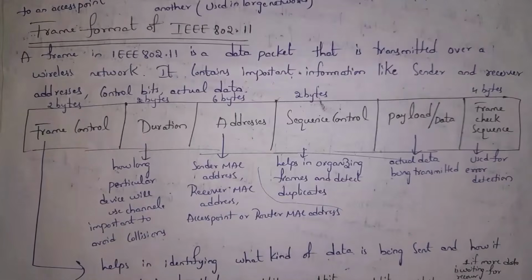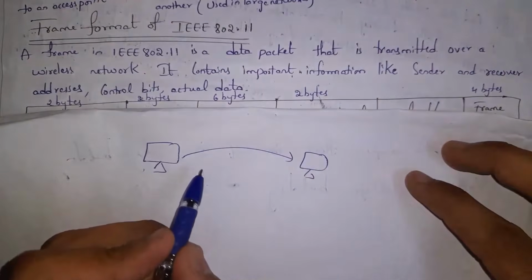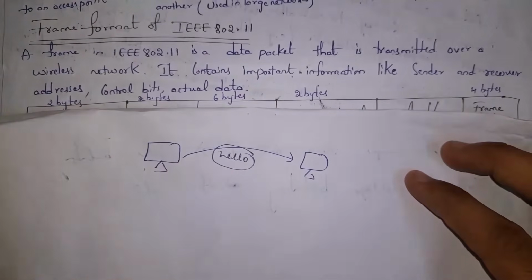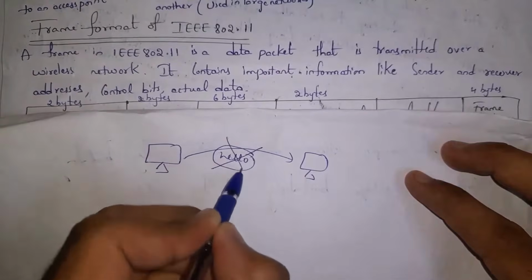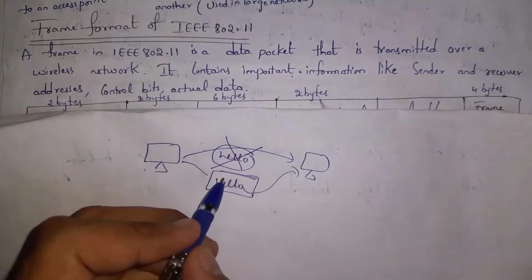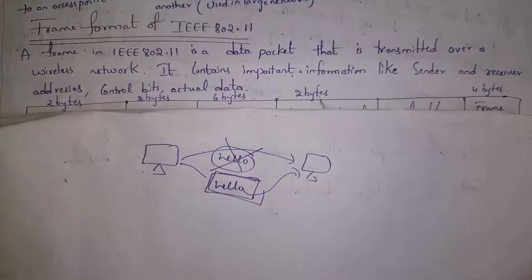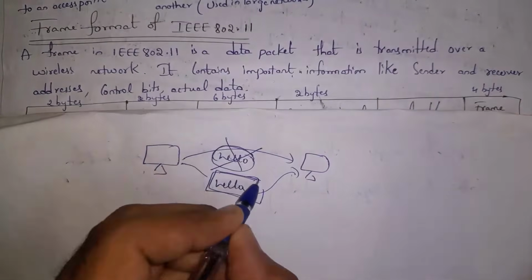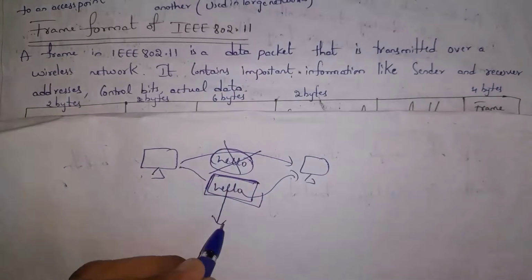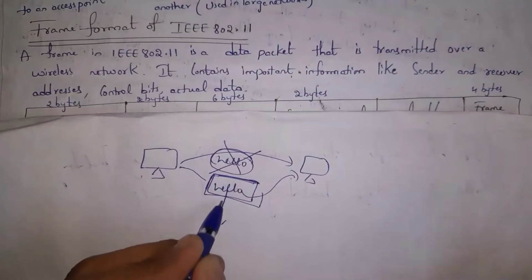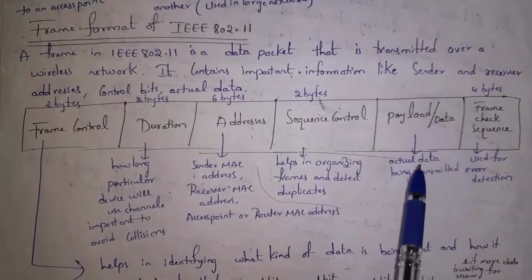Next I will explain the frame format of the IEEE 802.11 standard. For example, I want to send the message hello to my friend. Whenever I send hello to my friend, my data is not transferred directly. Instead, my data is placed in a frame and this complete frame is transferred to the receiver. This frame is like packing. Instead of sending our data directly, we pack our data in a frame and then send the entire frame to the receiver. Whatever data we place in the frame, we call it the payload. So payload is nothing but the actual data being transmitted.